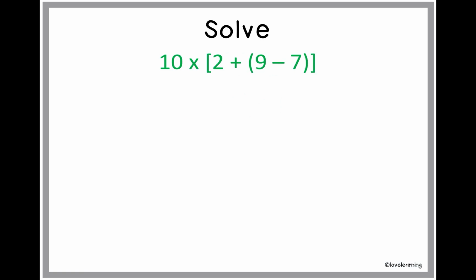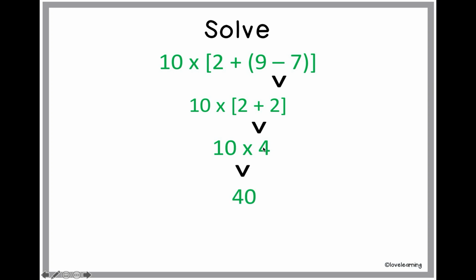Try it. Pause me. See if you can get it right. Parentheses and then the brackets. Right? 9 minus 7 is 2. So notice the whole problem has been rewritten except the parentheses have been replaced by just a 2. Then I do 2 plus 2 is 4. And 10 times 4 is 40. Okay.